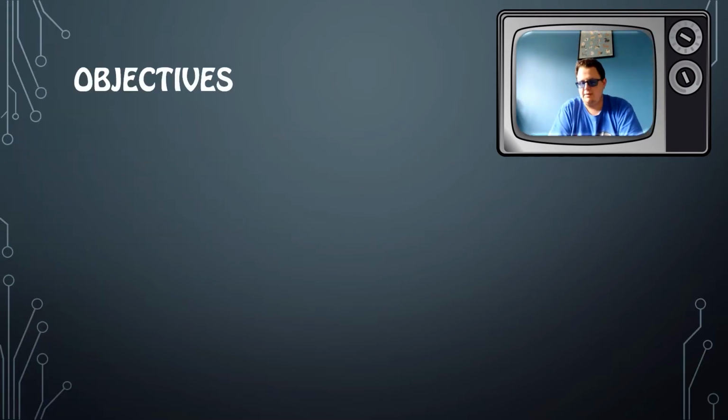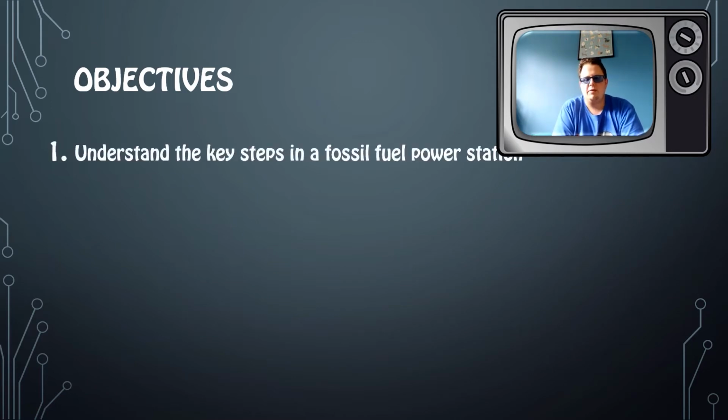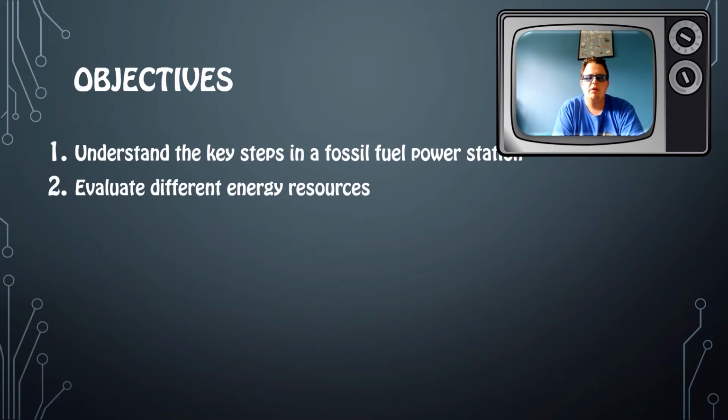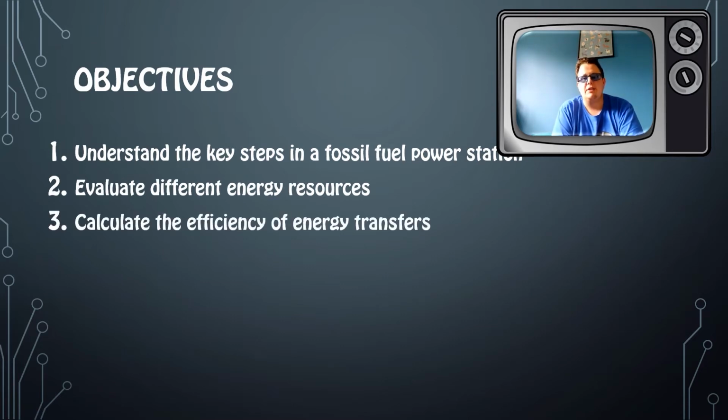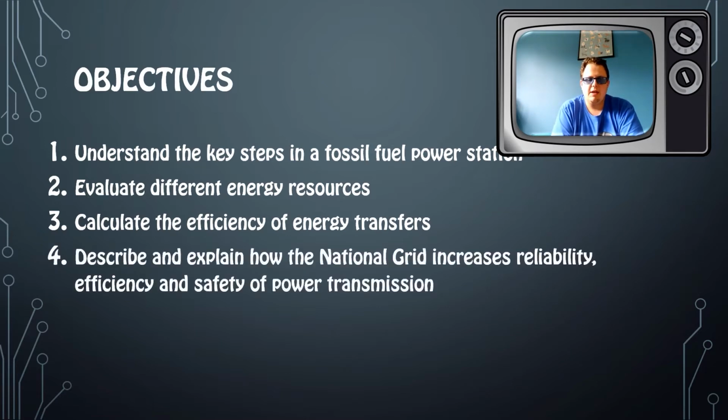Okay, so our objectives for this presentation are as follows. We're going to understand the key steps in a fossil fuel power station. We want to evaluate the different energy resources, calculate the efficiency of energy transfers, and then describe and explain how the national grid increases the reliability, efficiency and safety of power transmission.